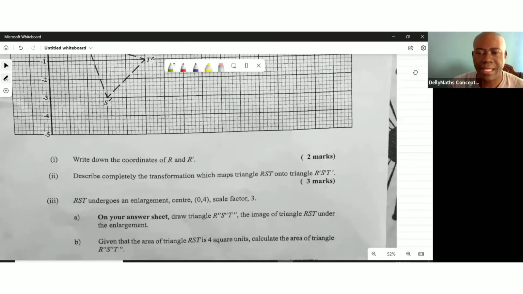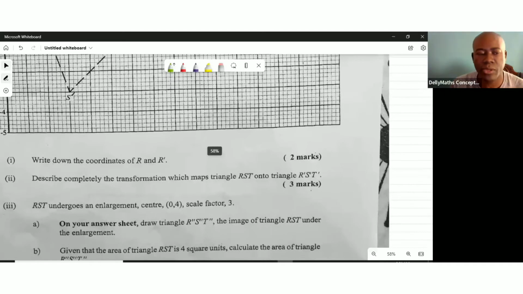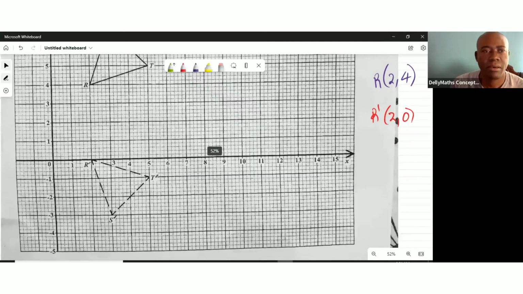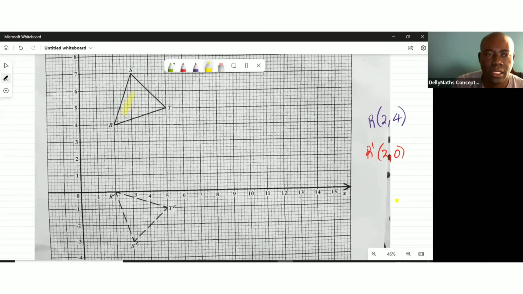So let's now look at the next question. Question says, describe completely the transformation which maps triangle RST onto triangle R prime, S prime, T prime. So we're looking at the second question here, right? I want to know what transformation maps this triangle up top. Let me just put a quick shade on it. We want to know what transformation maps this triangle onto this triangle.